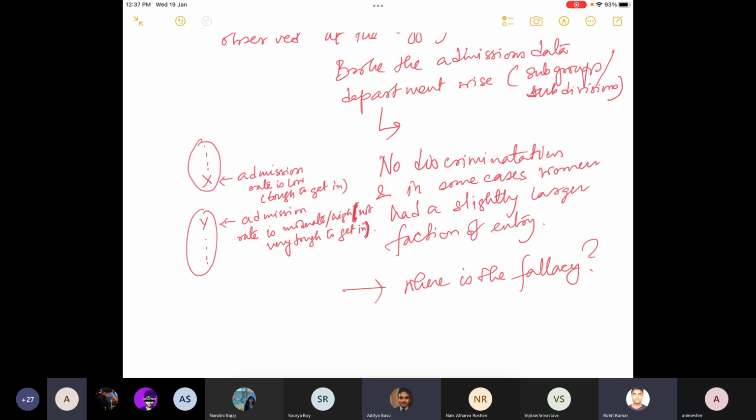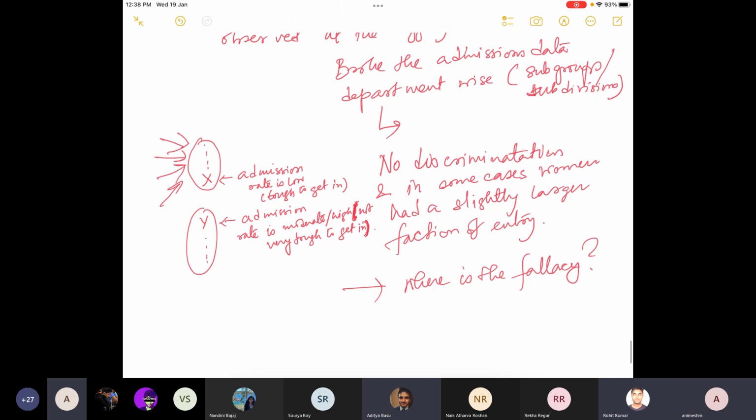Maybe women applied to more competitive departments. Exactly, that is what had happened. More women were applying to these competitive departments, while more men were applying to these less competitive departments. That's why, at the aggregate level, there was a bias that was observed. However, when they dug deeper, they did not really see this bias anymore.